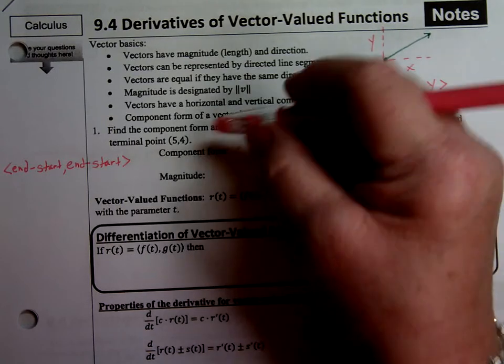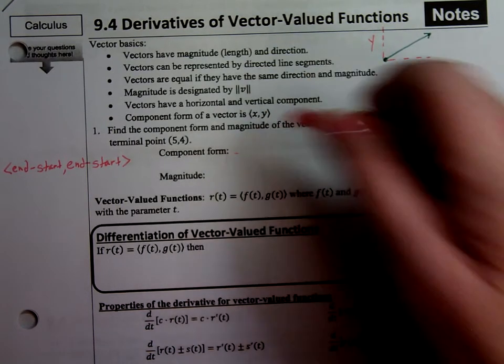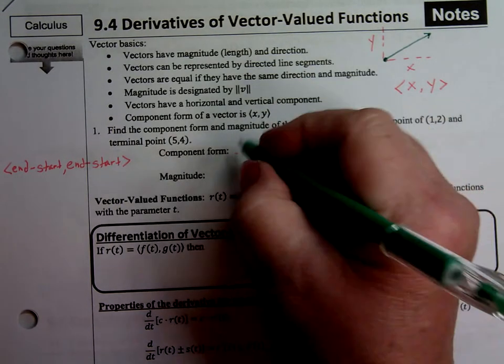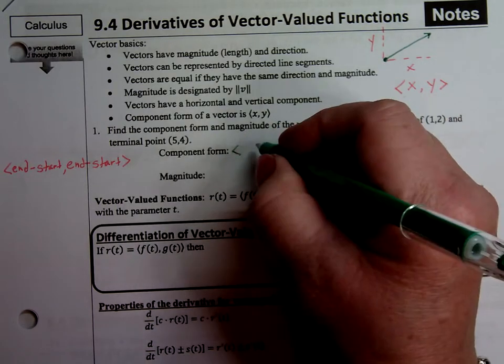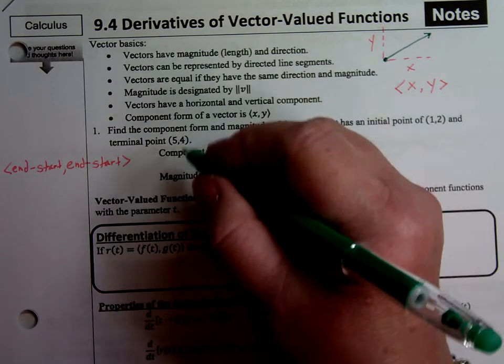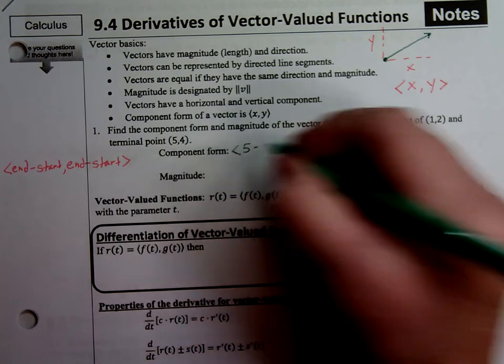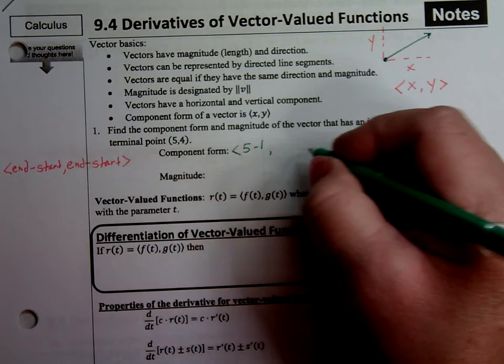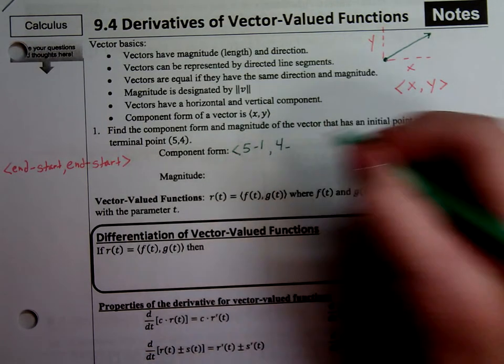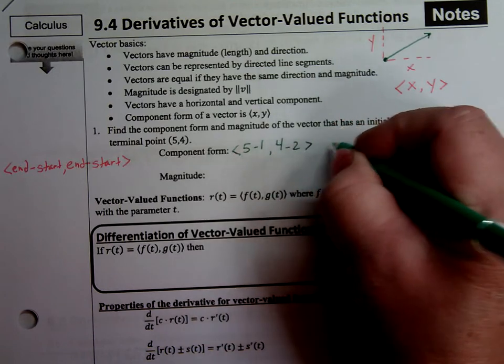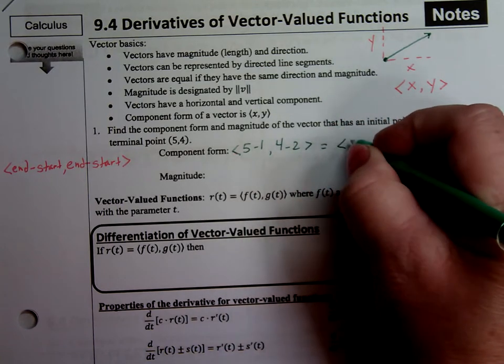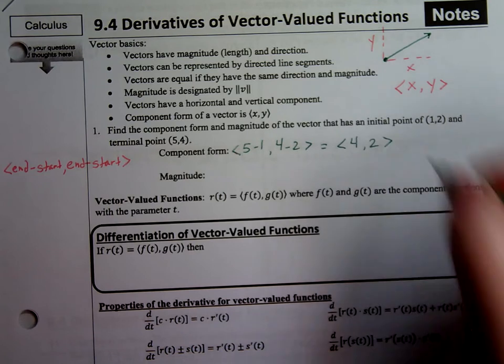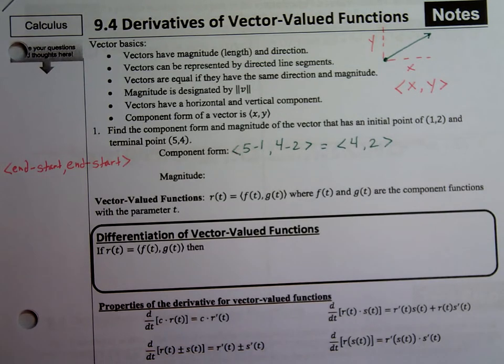In our case, I want to go green. You know me and my colors. Okay. x stopped at 5 and started at 1. The y stopped at 4 and started at 2. Therefore, my component vector is going to be <4, 2>. That's where it traveled.